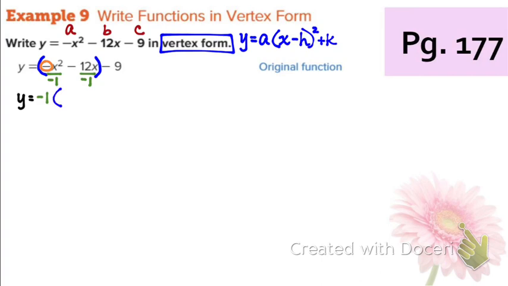If I take -x squared and I divide it by -1, what do I have left? -x squared divided by -1. Positive x squared. What about a -12x divided by -1? I get positive 12x. And then we just have this -9 on the back. He just kind of keeps coming along for the ride. I'm looking right in here. This is where we're going to complete the square.